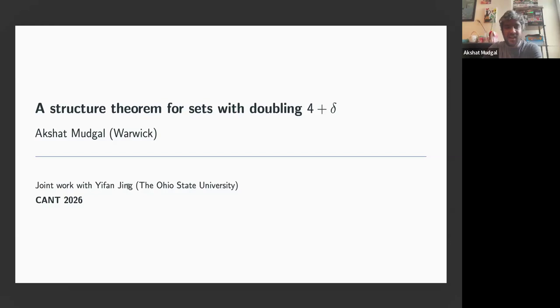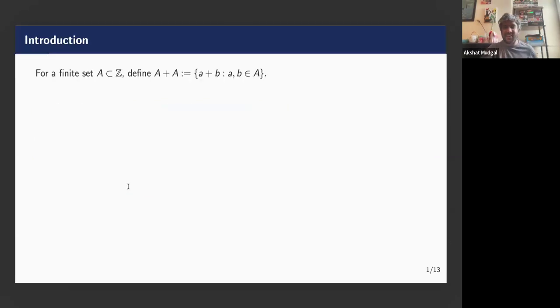Great. As is the theme in this conference, we'll be talking about some additive problems. Given a finite set A of integers, let's define the sum set. It's basically all the pairwise sums which come from A. Trivially, if you start with x many elements, you get at least x many pairwise sums, and at most x squared many distinct pairwise sums.